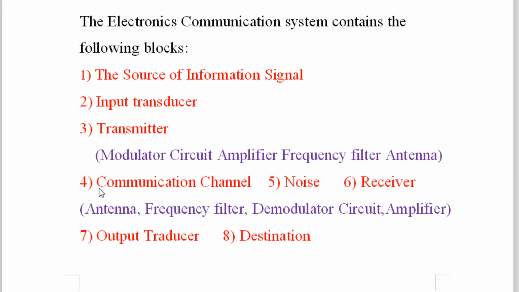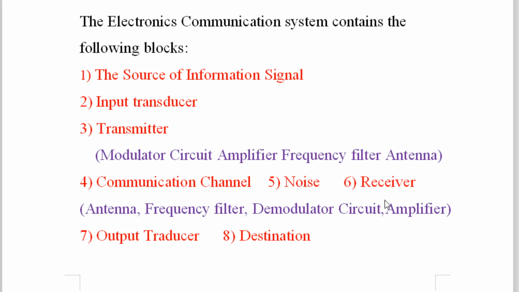Then four is the communication channel. Then fifth is noise; I have included it here because noise is introduced in the communication channel only. Then the sixth block is your receiver, which is called radio receivers. Then number seven is the output transducer, and last is your destination.